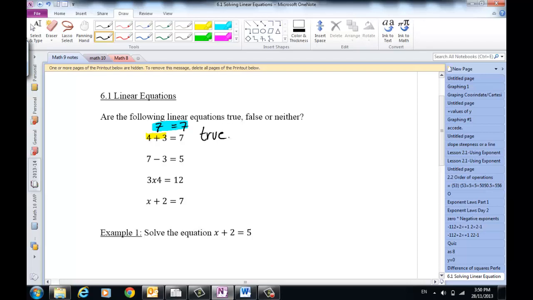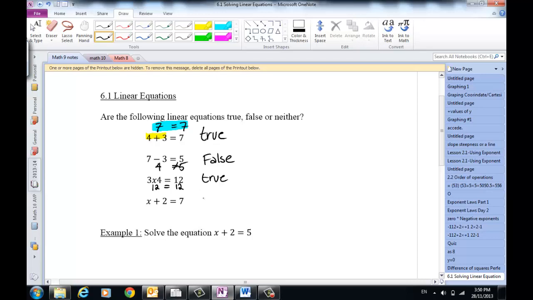The second one, we've got 7 minus 3 on the left-hand side, and on the right-hand side, we have 5. So 7 minus 3 is 4, and unfortunately, this does not equal 5, and therefore we would say that this is false. The next one, we have 3 multiplied by 4 is equal to 12. Well, 3 multiplied by 4 is equal to 12, and 12 equals 12. Therefore, this is true.